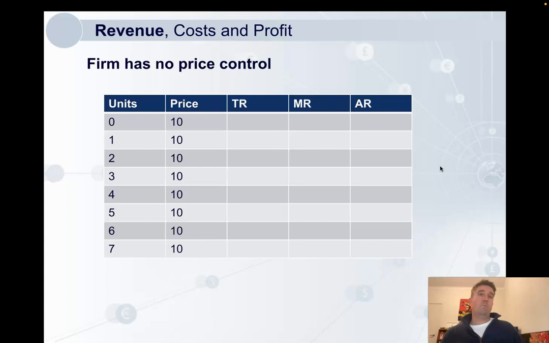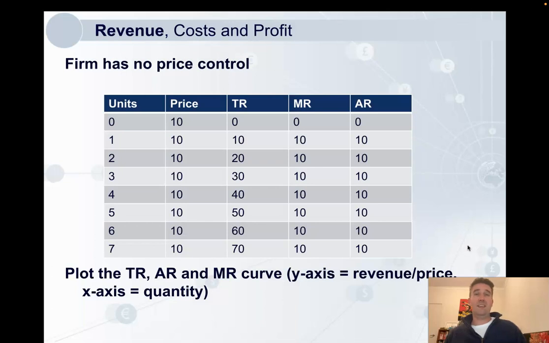We're looking at a firm with no price control. As you can see, the price doesn't change. They can't control it. Pause now, draw up this table and calculate total revenue, marginal revenue, and average revenue. Okay, I am sure you got this. If it doesn't look like this, you'd want to go back and check your work.